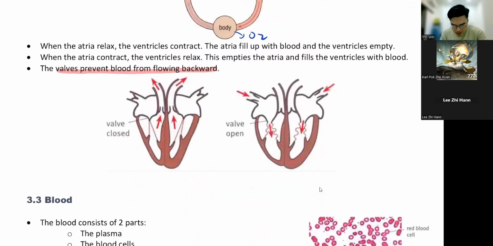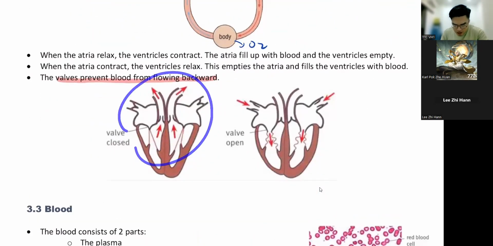Okay, so I hope this is clear. So this is how it works. You see, this atrium will relax. So these two parts will be filled with blood, and then the ventricle will contract and you will push the blood out. Can you see these arrows? You will push the blood out, and then now the next one will happen. This will contract, and the blood will be pushed down here.